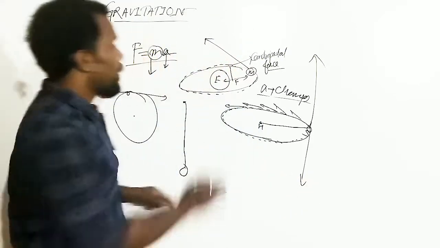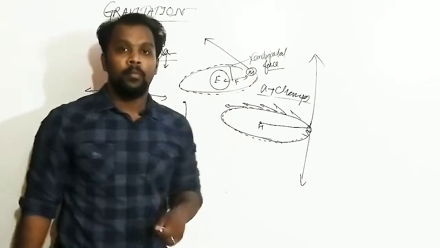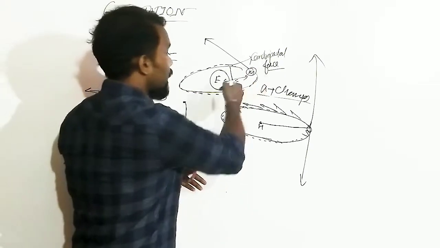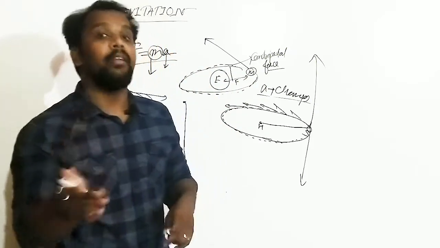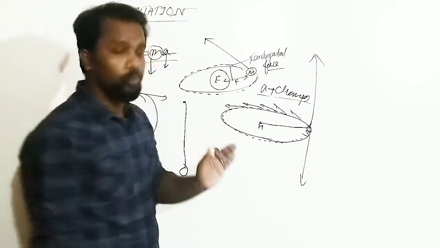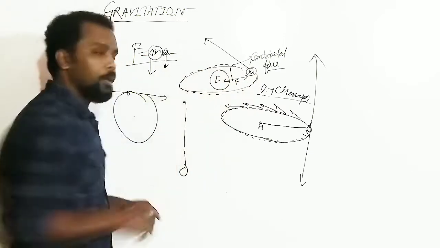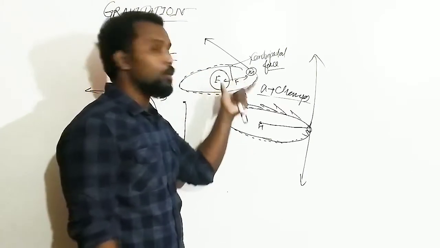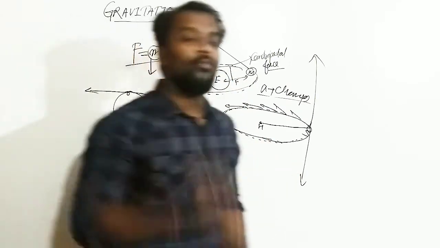Right. That means the moon has a tendency to move towards the earth. But there is some balance condition. That's why the moon is not actually coming towards the center, or towards the earth. Right? And that thing is nothing but acceleration. That acceleration helps the moon to revolve around us in a circular orbit.